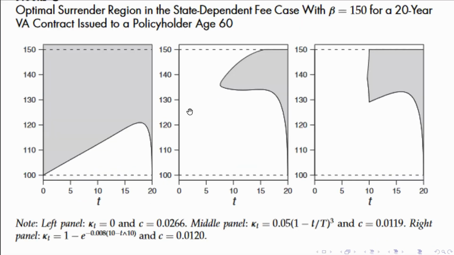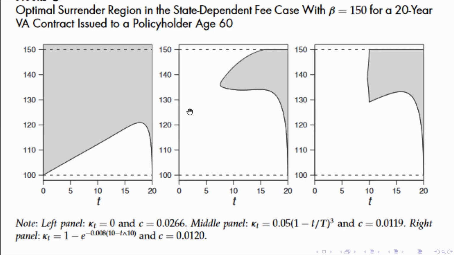In this image here, there's no surrender charge, and what's in gray represents the surrender region. So basically, at time 0, the value of the investment is worth 100, and as soon as the trajectory, like those I drew in the previous image, enters the surrender region in gray, this means that optimally, in order to maximize the value of the contract, the policyholder should surrender the contract. And so when there's no surrender charge, we see that this is the optimal surrender region.